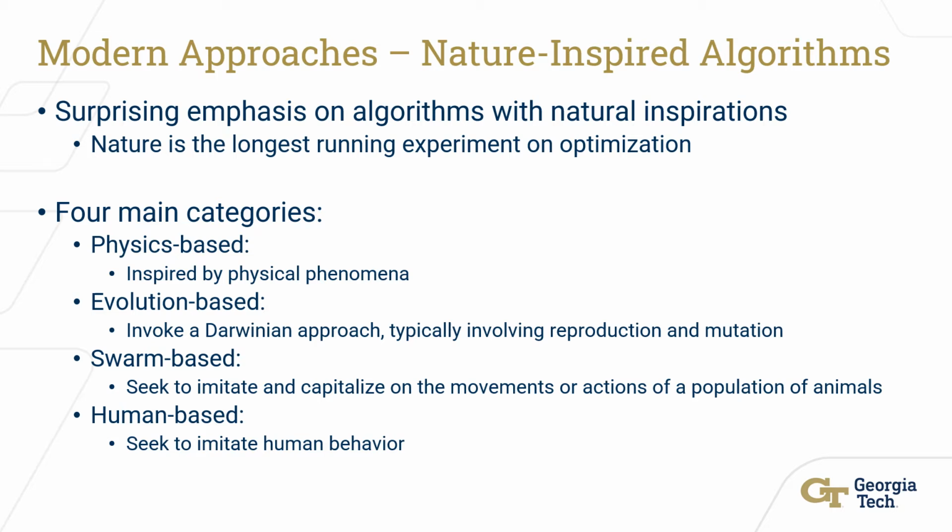Specifically, modern nature-inspired algorithms fall into four categories: physics-based, which are inspired by physical phenomena; evolution-based, which invoke a Darwinian approach, typically involving some form of reproduction and mutation; swarm-based, which seek to imitate the actions of populations of animals; and finally human-based methods, which seek to imitate human behavior.